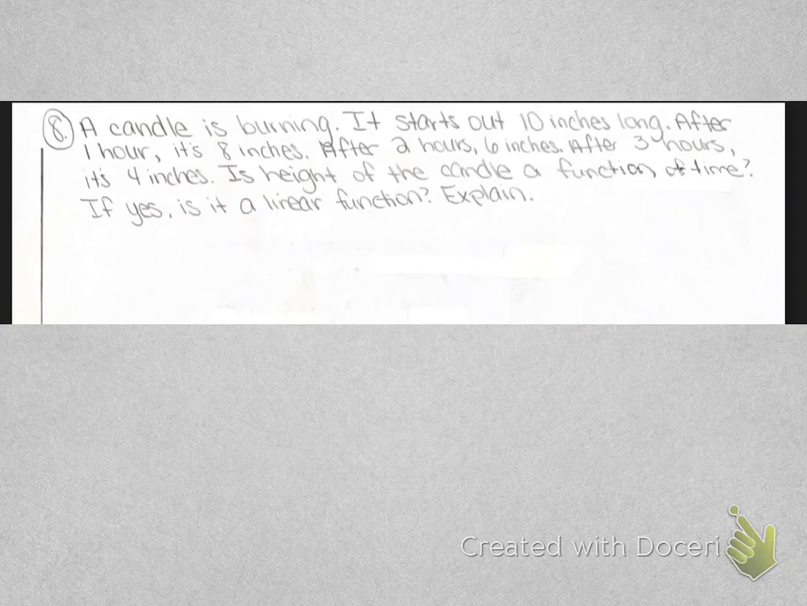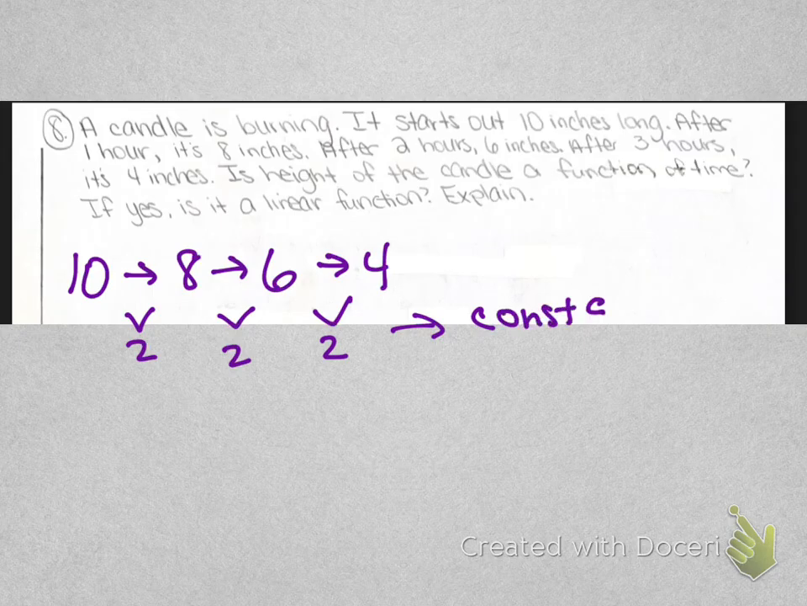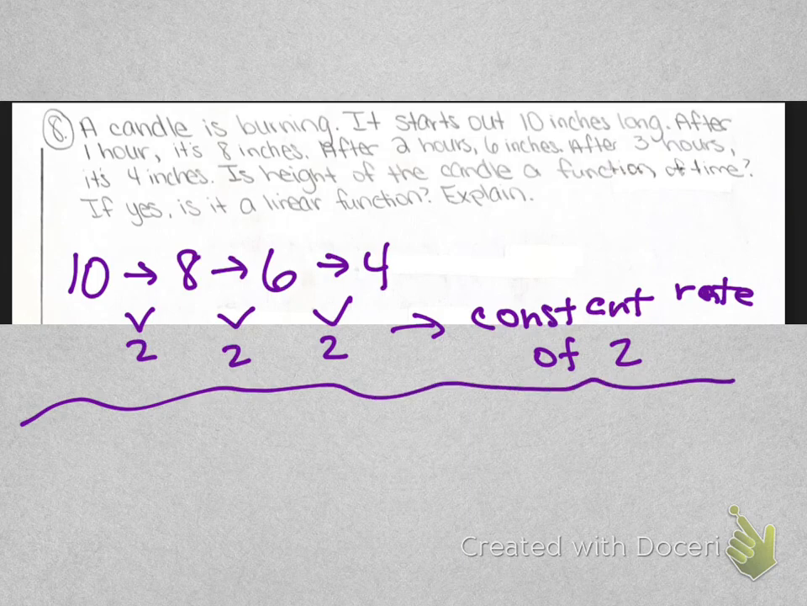All right, let's look at number 8. A candle is burning. It starts out 10 inches long. After 1 hour, it is 8 inches. After 2 hours, it's 6 inches. After 3 hours, it's 4 inches. So before I even read the other part of the question, I'll make note that it goes from 10 to 8 to 6 to 4 every hour. So that's a change of 2, change of 2, change of 2. So there is a constant rate of 2. I wanted to make that note before I write the actual answer.